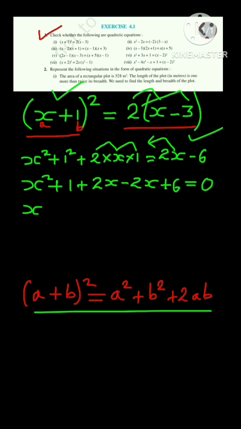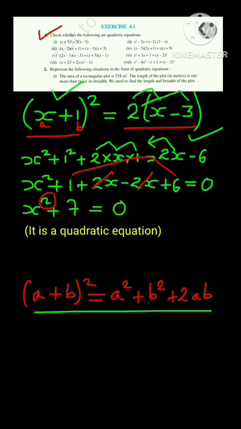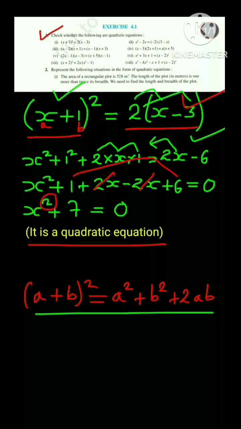Now x square plus, here this plus 2x and minus 2x will be cancelled out, and this plus 1 and plus 6 after adding we obtain plus 7 equal to 0. Now here we can see the highest power of this equation is 2. It means it has degree of 2. So we can write it is a quadratic equation, right?